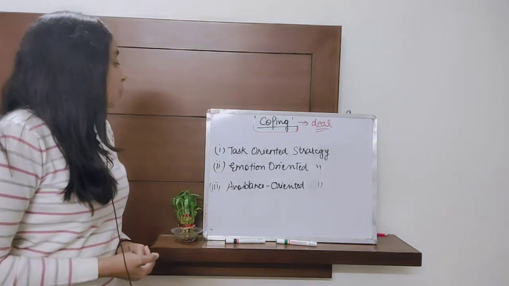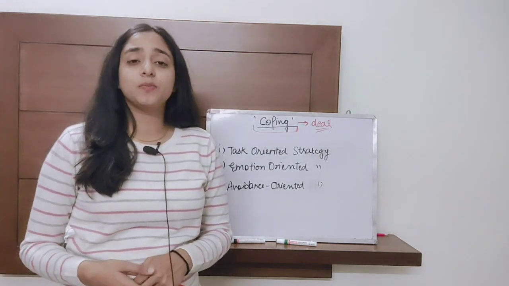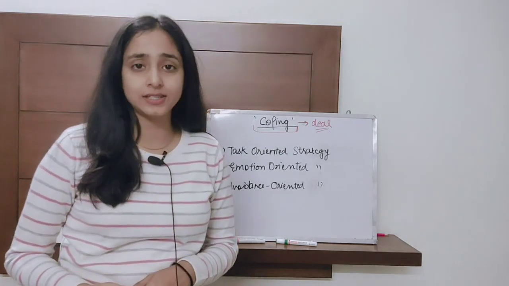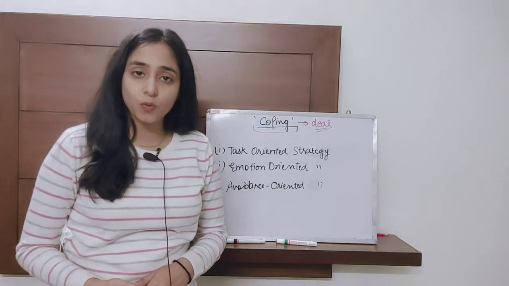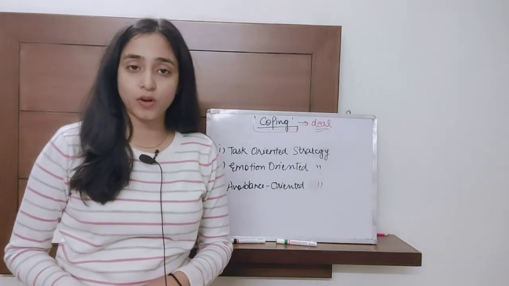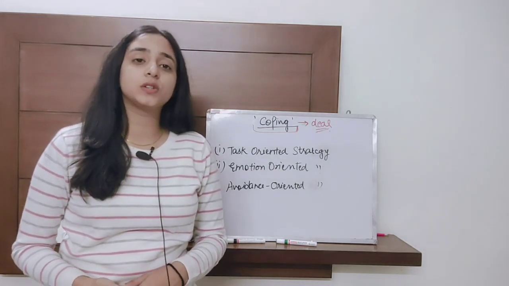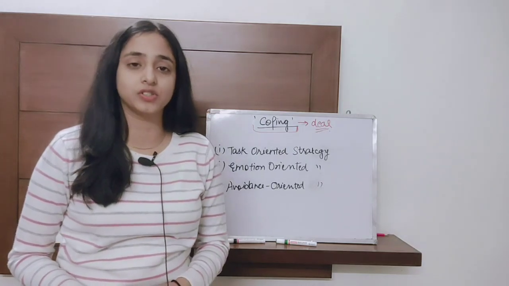Second is emotion-oriented strategy. Emotion-oriented strategy means taking the help of your emotions in order to deal with stress. Now, this could go either way. A person might display positive emotions, that is giving personal reassurance to oneself, staying optimistic, or a person can also display negative emotions to deal with stress, such as anger and frustration.